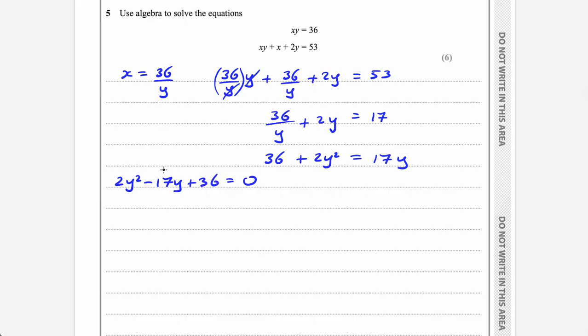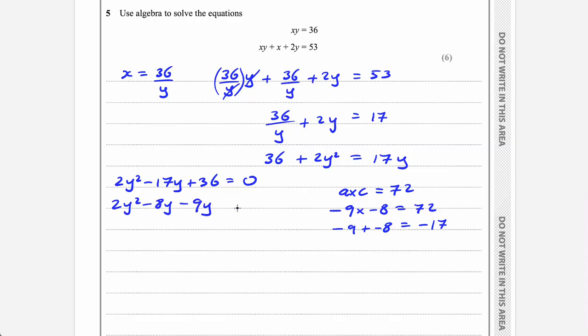Okay, then I'll do the a times c method, guys. A times c is 2 times 36, which is 72. Factors of 72 that add to give me 17. It's going to be negative 9 times negative 8. Is 72, because negative 9 plus negative 8 equals negative 17. Okay, then I do 2y squared minus 8y minus 9y plus 36 equals 0.